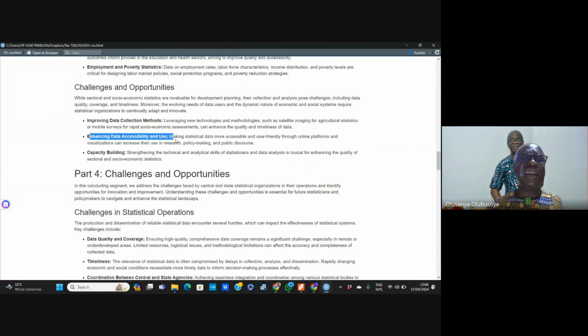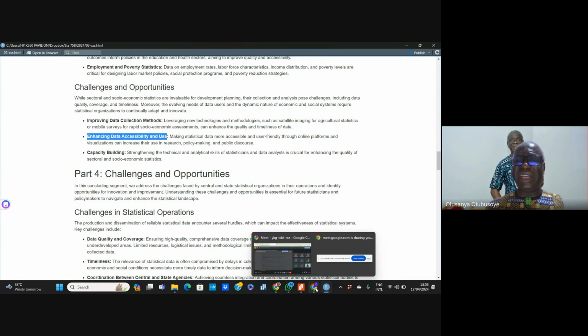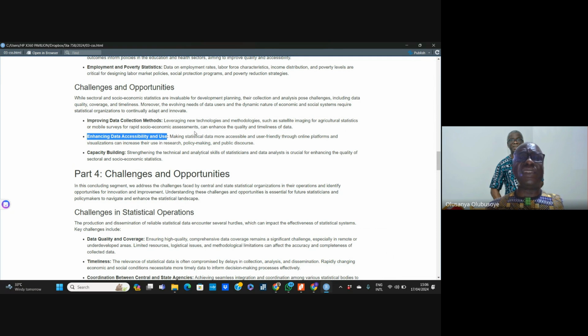So again, the need to enhance data accessibility and use. Our challenge most often is that they even have the data, but they are not accessible because they are still offline. Most data they are not available online. And they are not open. Even some you need to get approval, or you need to request for access before you can use them. So there is also the challenge of capacity.